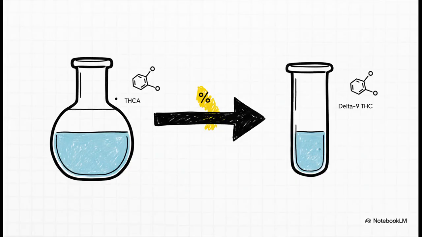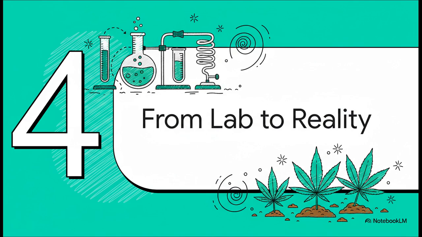Even in a flawless lab setting, like in a perfect world with a perfect reaction, you can never get more than 87.7% of what you started with. So for every 100 milligrams of THCA you have, the absolute best you can possibly hope for is 87.7 milligrams of active delta-9 THC. Right off the bat, you've lost over 12% of the mass just due to chemistry. But here's the thing, that 87.7%, that's the theoretical maximum.